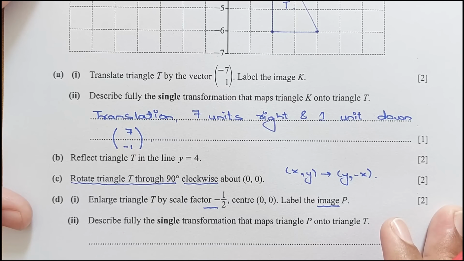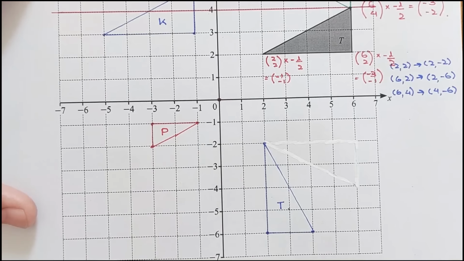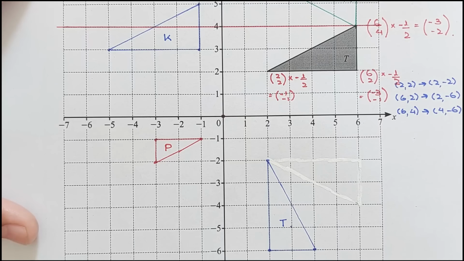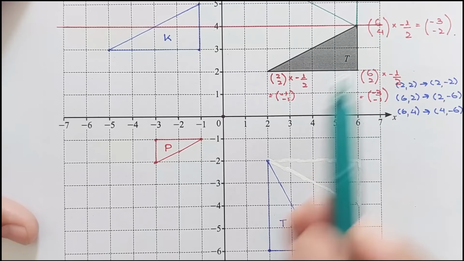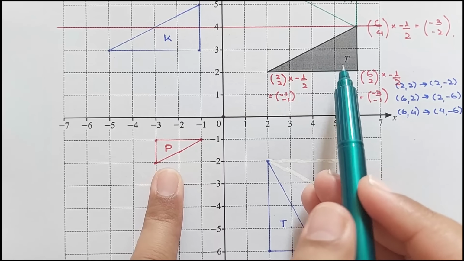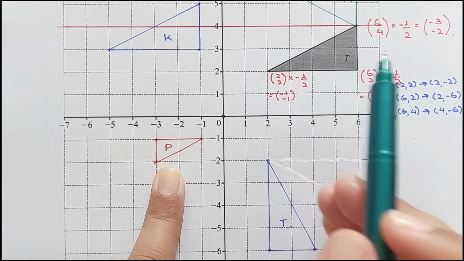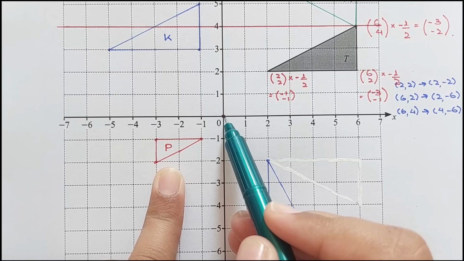Now for the second part, describe fully the single transformation that maps P onto T. All right, how can you map P onto T? P onto T is obviously an enlargement. The scale factor is now -2, and the center is the same, right? So we are mapping triangle P onto triangle T. You can see the size is different, so this is an enlargement. The center stays the same because we already did T onto P, which is the origin. This is 0 0, right?